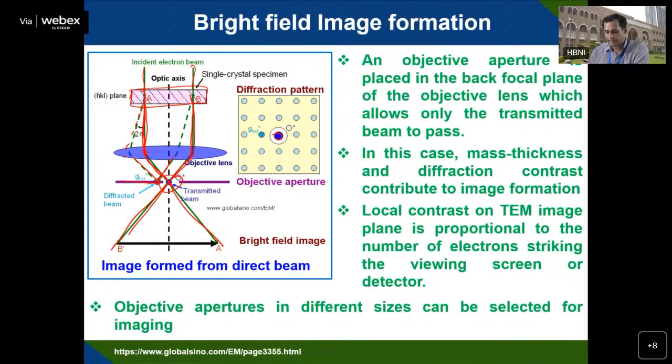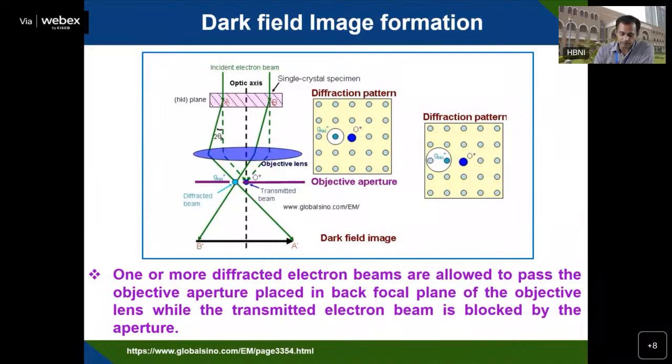But in the case of dark field imaging, you can see that the direct beam, after interacting with the sample, gets stopped by the objective aperture. You change the objective aperture position so that the diffracted beams cross the objective aperture, and you get an image. Here the center beam is stopped and you consider a side diffracted beam. One or more diffracted electron beams are allowed to pass the objective aperture placed in the back focal plane of the objective lens, while the transmitted beam is completely blocked. When you get the indirect, diffracted beam producing the image, you get a dark field image.